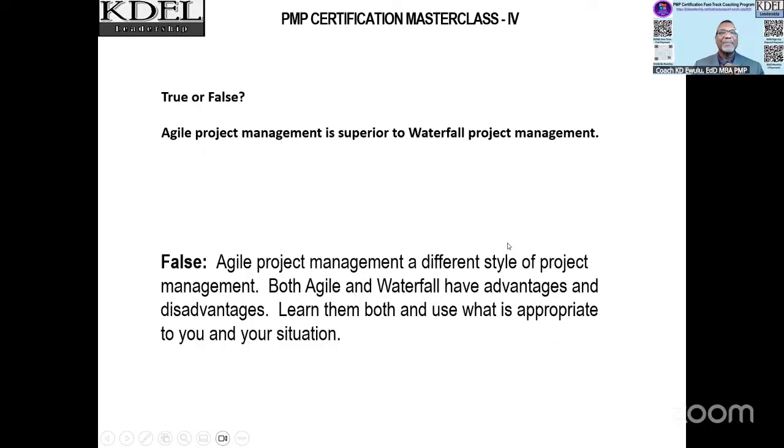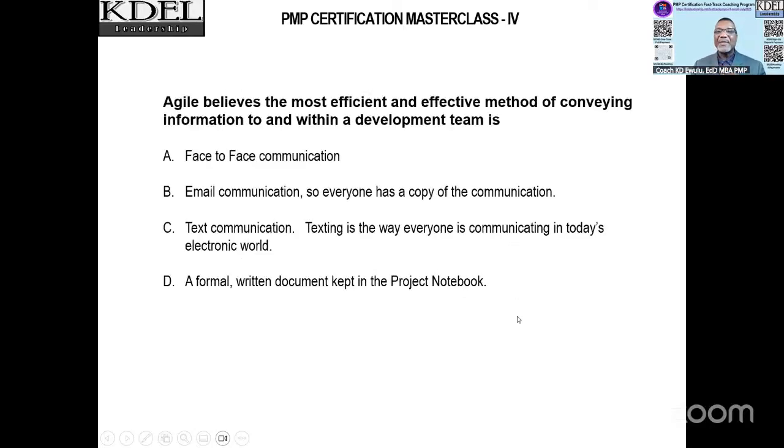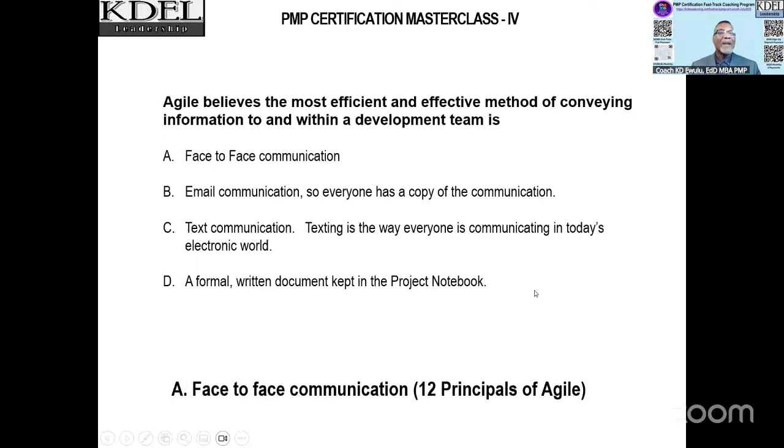The next question. Agile believes the most efficient and effective method of conveying information to and within a development team is: face-to-face communication, email communication, so everyone has a copy of the communication, text communication, texting is the way everyone is communicating in today's electronic world, a formal written document kept in the project notebook. The answer is A, face-to-face communication. Go and see the 12 principles of Agile project management.